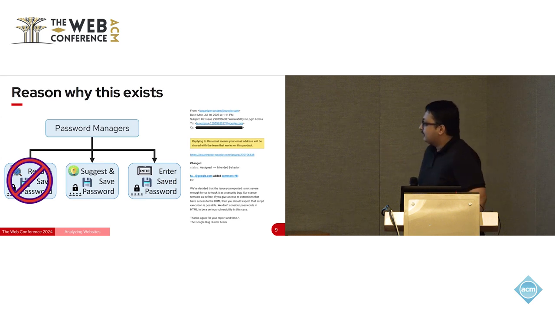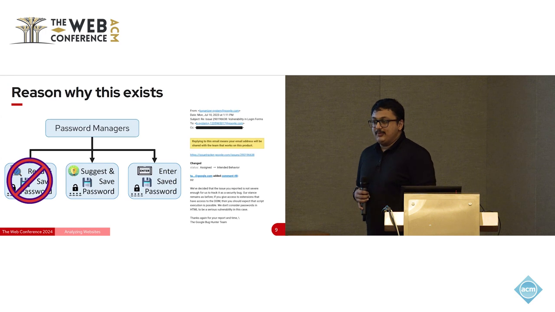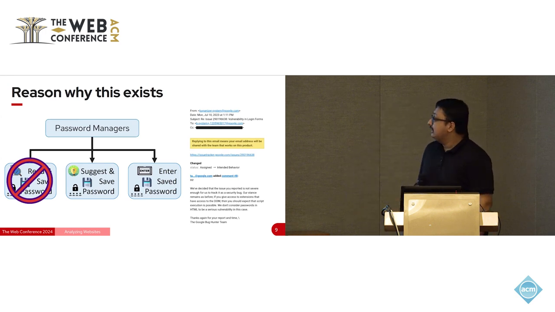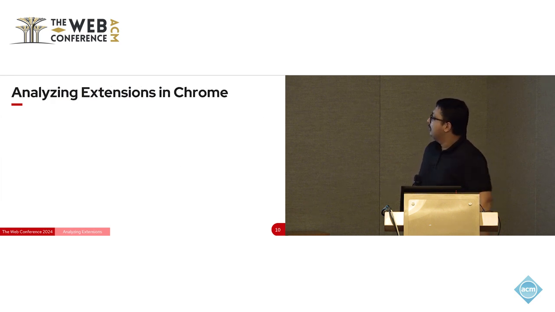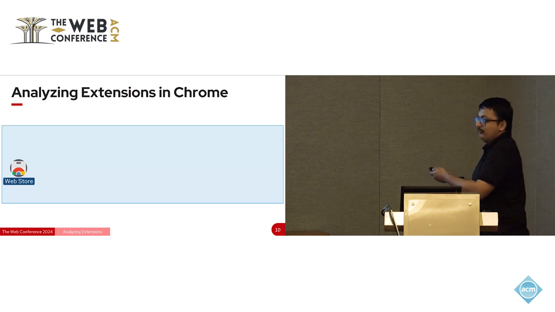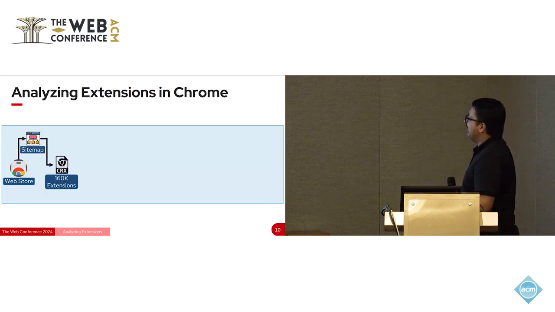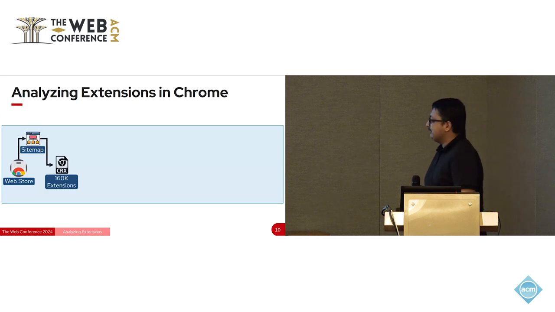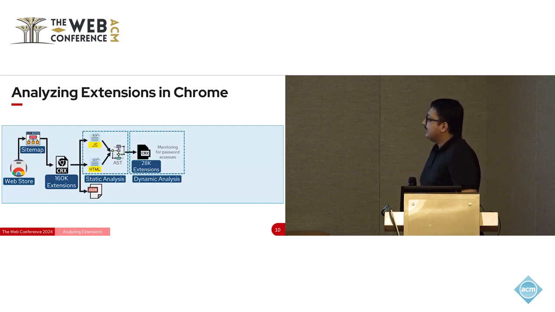But so far we have seen how websites have these vulnerabilities that can be exploited to extract user data. Let's see if extensions are actually using this vulnerability or not. To do that, we went to the Chrome Web Store. We downloaded around 160,000 extensions, which is pretty much the entire web store. And we analyzed them using a set of static and dynamic analysis.